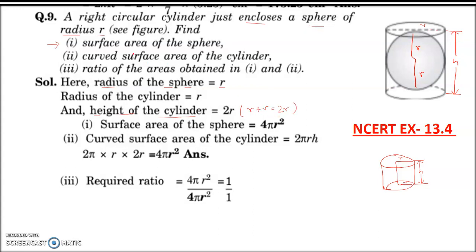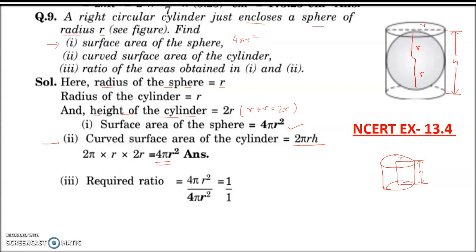Now the first part is asking the surface area of the sphere. It is the direct formula, 4 pi r square. That is what I have written, 4 pi r square. Curved surface area of the cylinder. Now see, the curved surface area of the cylinder is 2 pi rh by formula. See, 2 pi is already there, radius is r, but what is h? H will be equal to 2r. So that is why I have written here 2r. So 2 into 2, 4, right? Pi r into r square, 4 pi r square.